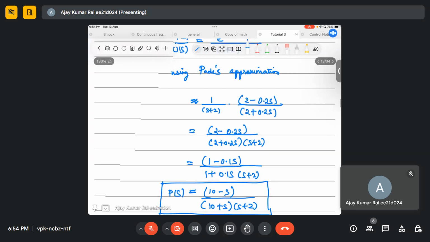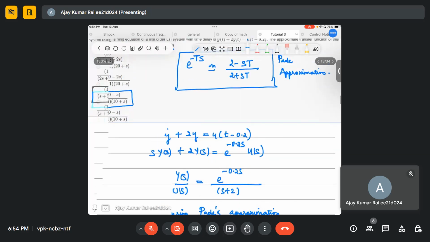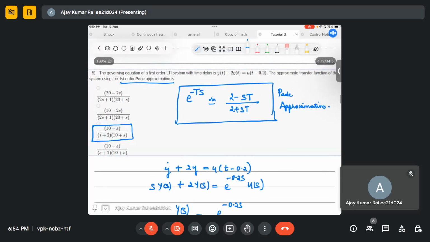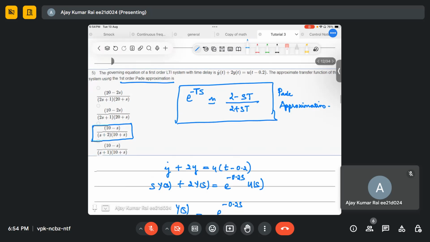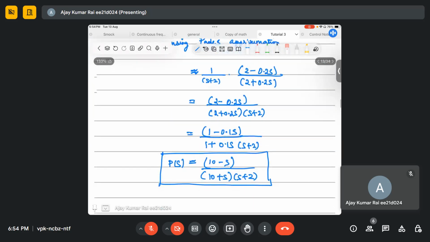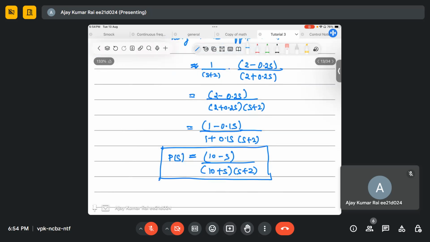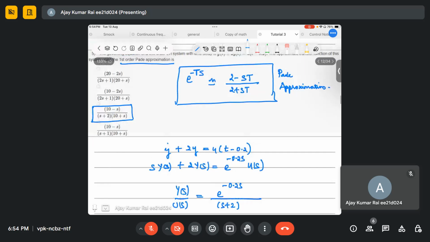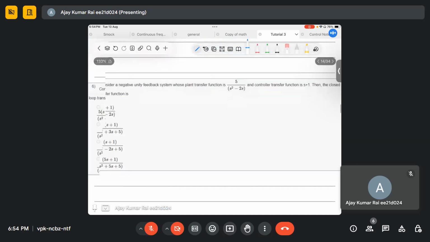Okay, so any doubt in this question? Very simple. You have to find out the transfer function and you have to account for the delay. So to find the transfer function, because of the delay, we use Padé's approximation. Okay, so it is given here, and the solution to this problem is this. So any doubt? Okay, then we'll move to the next question.